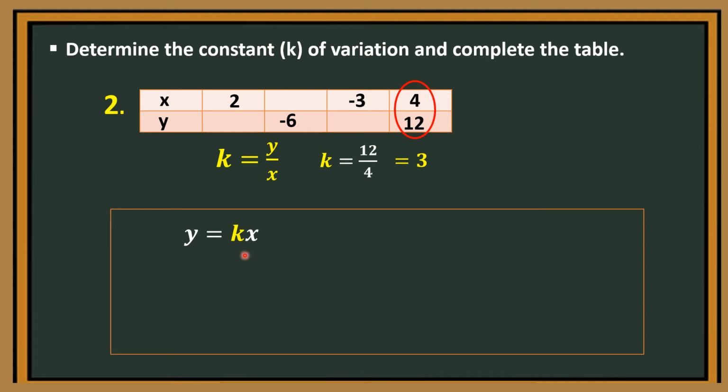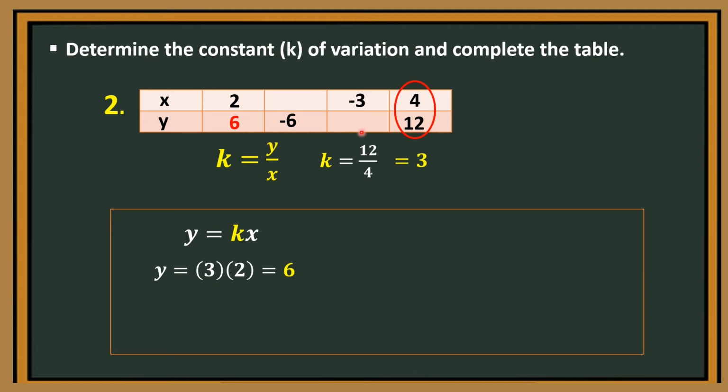By substitution, let's go to the first column. We do not have a value for y. So you just copy y is equal to k, which is 3, times x, which is 2. That is why we have here 2. Multiply, that is 6. Let us write here 6.